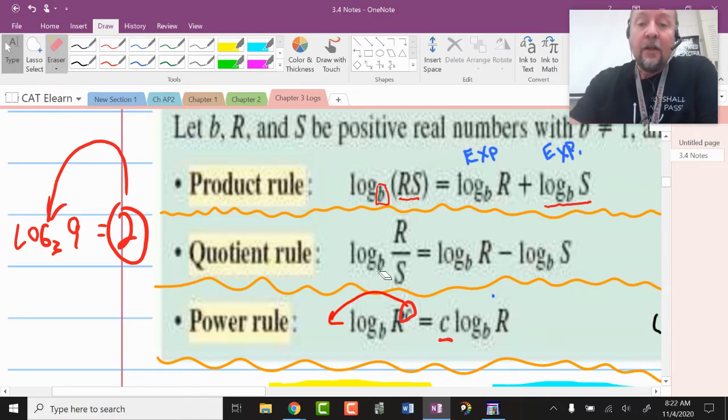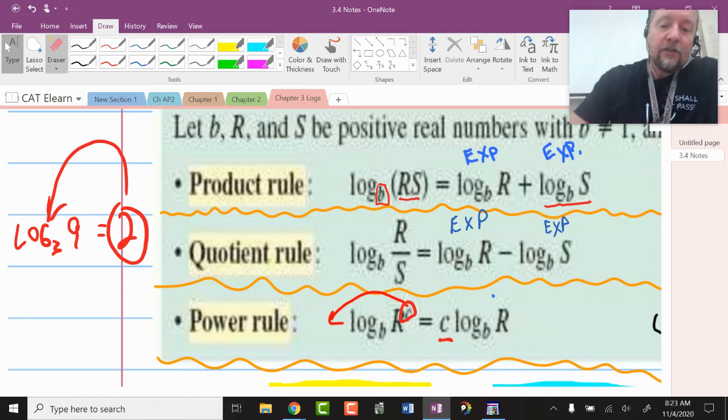And then numbers of the same base being divided, you subtract the exponents. Same thing: this represents an exponent, and this represents an exponent. B to what power equals r? The answer is a power. B to what power equals s? The answer is a power. And you're subtracting those powers.